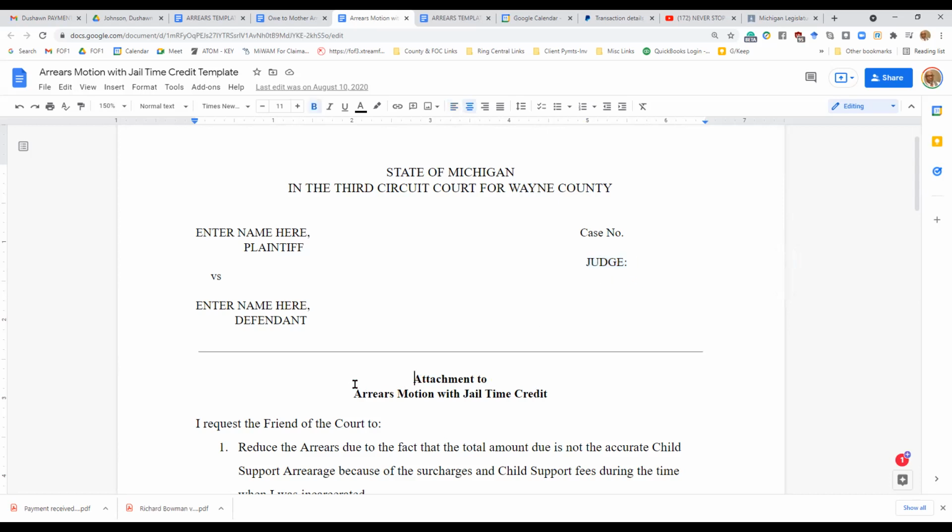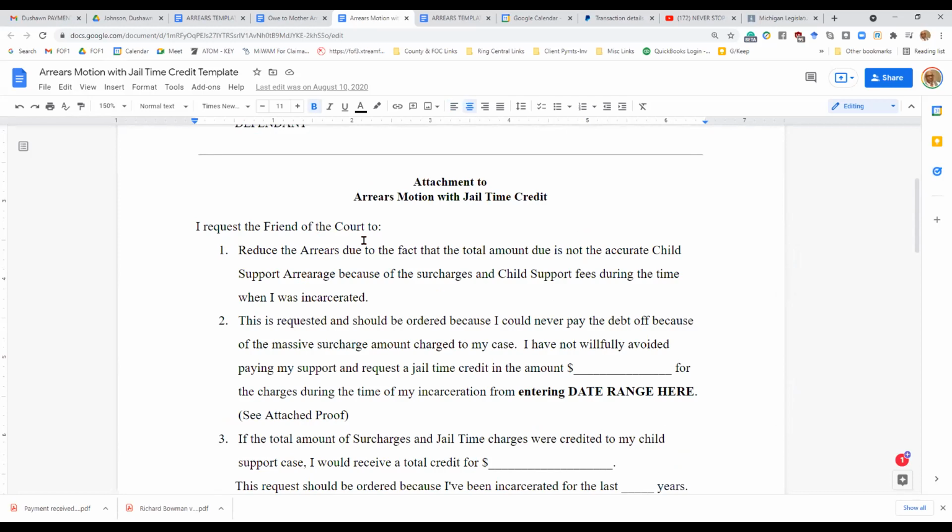Now, this motion is for my guys who've been having arrears, and we're trying to ask for a jail time credit. So you ask the Friend of the Court to reduce the arrears due to the fact that the total amount due is not accurate child support arrears, because of the surcharges and the child support fees during the time I was incarcerated. Nobody knows your time of incarceration. Don't think, hey, y'all the state, y'all should look it up. No, you look it up, you find it, and you provide the proof and attach it in your motion.